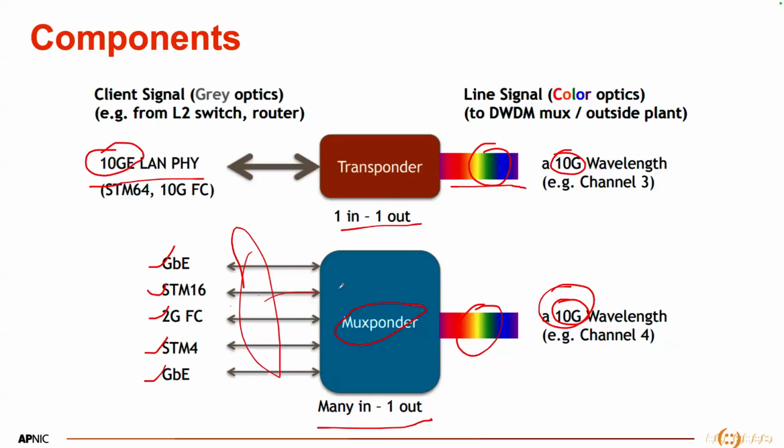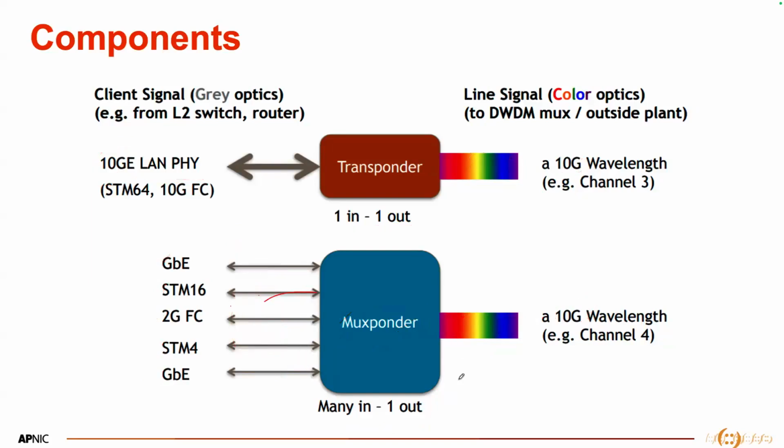But at the receiving end, if it is a transponder, the capacity of the line side or the wavelength will match the capacity of the client side, one in and one out. But if it is a muxponder, the capacity of the line side will also be matched to the cumulative capacity of the client side. Altogether, they will match this capacity, but they might be different separately. So it will be many in and one out. So that is the difference between muxponder and transponder.